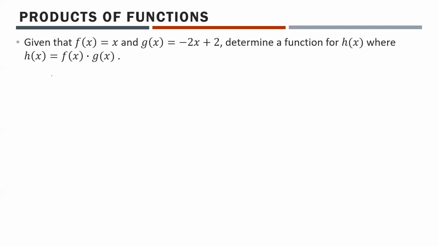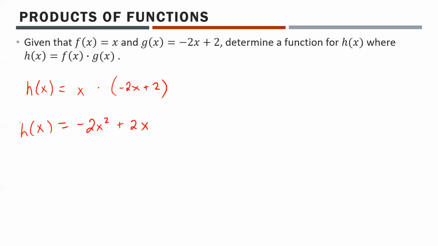This is just like before. It's kind of actually silly even doing this. H of x is going to be f of x, which is just x, times g of x. G of x is -2x plus 2. Now, of course, it's important to put the brackets there because we have to see that this x is going to double dip through the brackets here. So this will be h of x equals x times -2x is -2x squared, and then x times +2, which is plus 2x. That's literally all there is to it, right? No big surprise. That's all there is to that one.